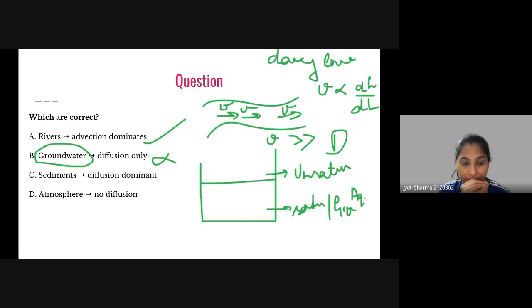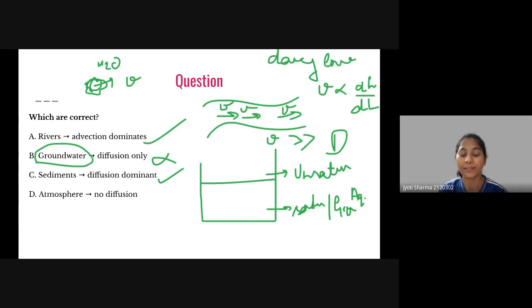Coming to the sea sediment, diffusion dominant. Yeah, you're right. In the sediment, this is an unsaturated condition, right? If there is an unsaturated condition, then, let's say you have this soil particle, and on top of this you have water. If your soil particle has some contaminant A, and it is moving into the water, the water doesn't have any velocity, so there is no advection. So whatever happens is mostly due to diffusion. Okay, so the C answer is the right one.